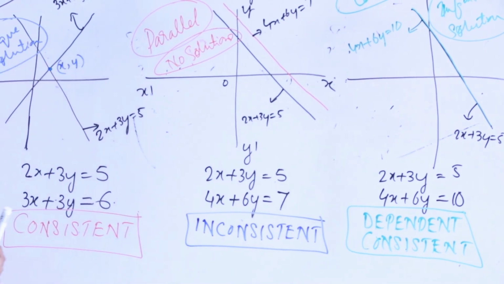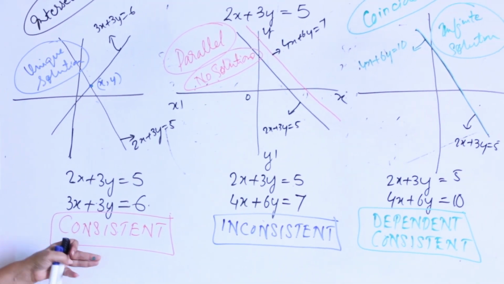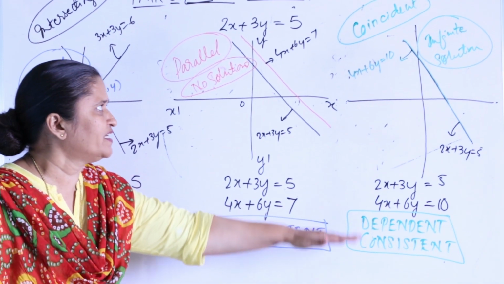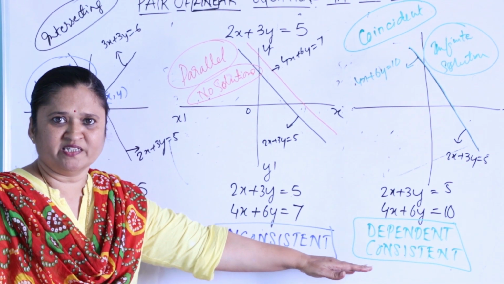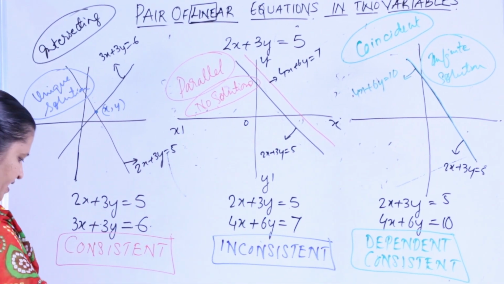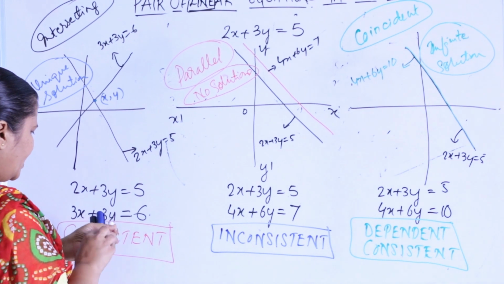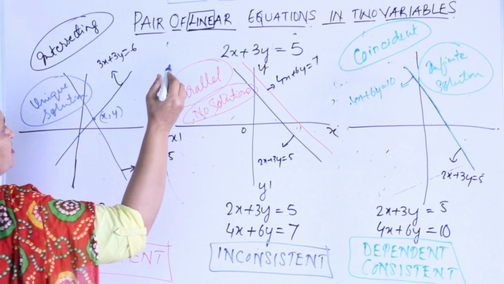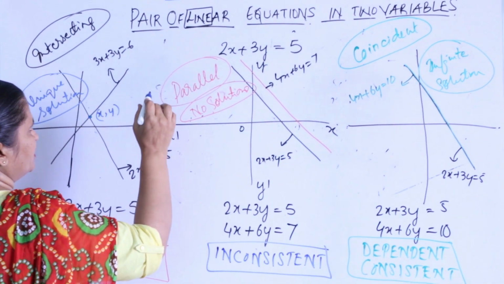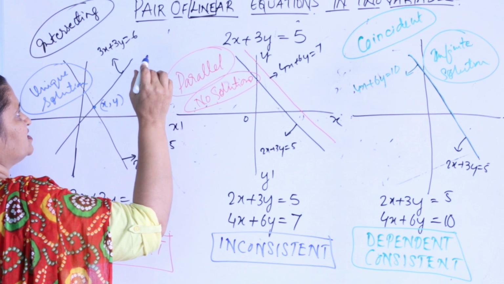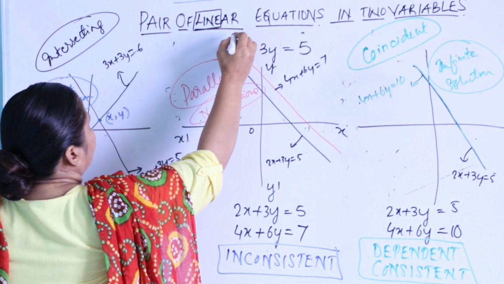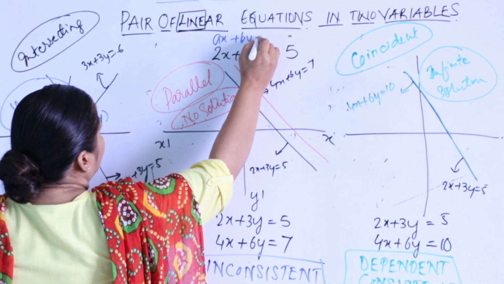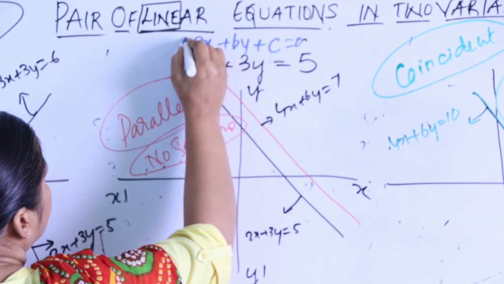Yes, so what are these lines called? Consistent lines, inconsistent lines, and dependent, consistent lines which are coincident. Now, we know that a linear equation in two variables can be expressed in standard form. What is the standard form? It is ax plus by plus c equals 0.